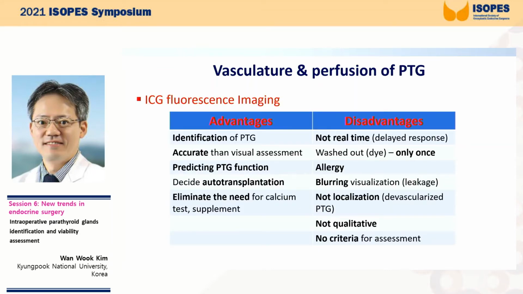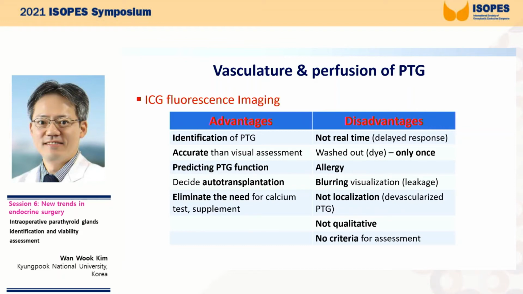This table shows the advantages and disadvantages of ICG fluorescence imaging. The parathyroid gland could be identified through ICG fluorescence imaging. Evaluating the perfusion of the parathyroid gland can be more accurate than the visual assessment by the surgeon. By evaluating the function of the parathyroid gland, it allows you to decide whether to do autotransplantation. When more than one well-vascularized parathyroid gland is preserved, the possibility of postoperative hypoparathyroidism is very low, so it could reduce the need for calcium tests and supplementation after surgery.